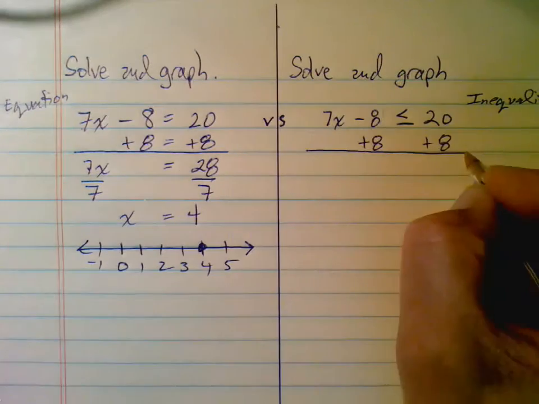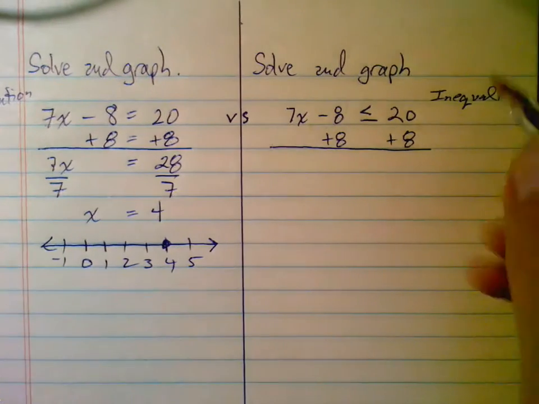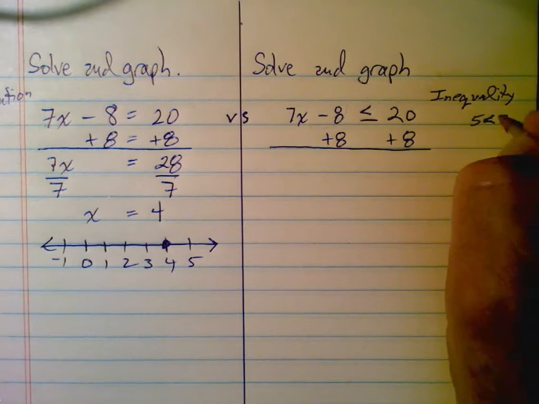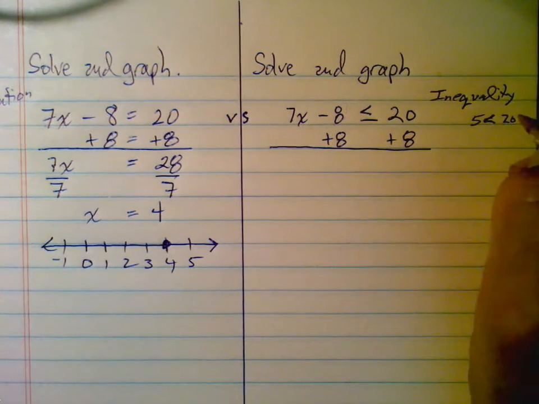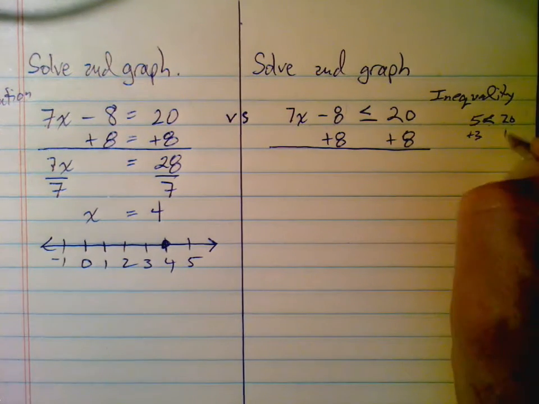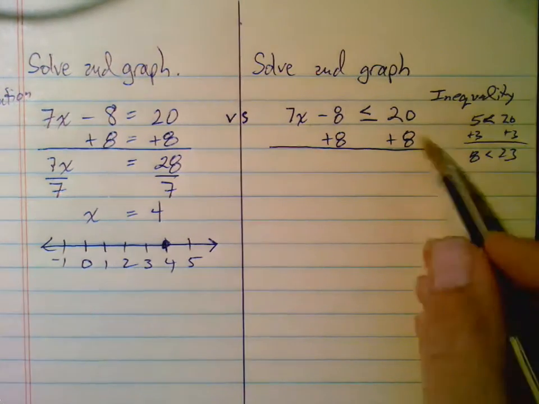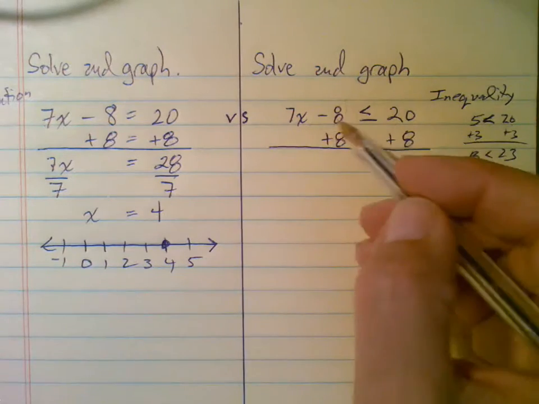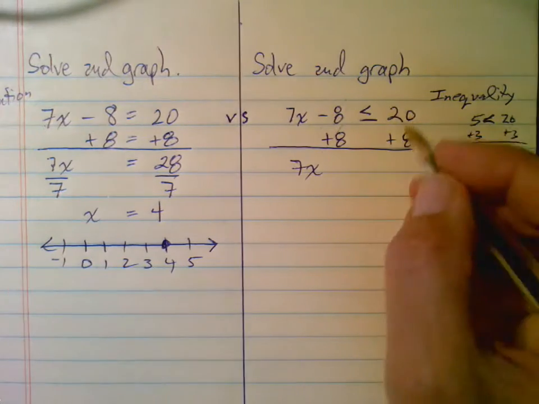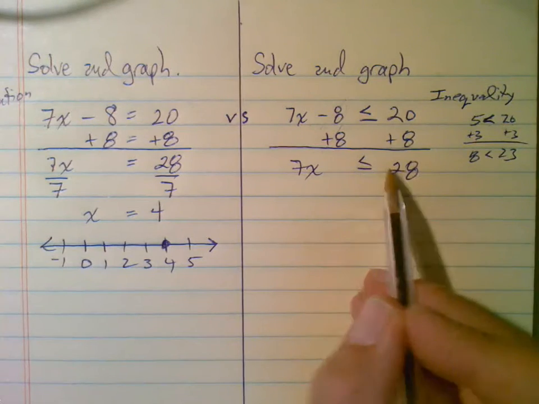When you add to an inequality, it doesn't change anything. Remember, that's because if I have something like 5 is less than 20, and I add 3 to both sides, 8 is still less than 23. So I can add the same thing to both sides, and I'm okay. These will cancel. I have 7x. On the right side, 20 plus 8 is 28. So 7x is less than or equal to 28.